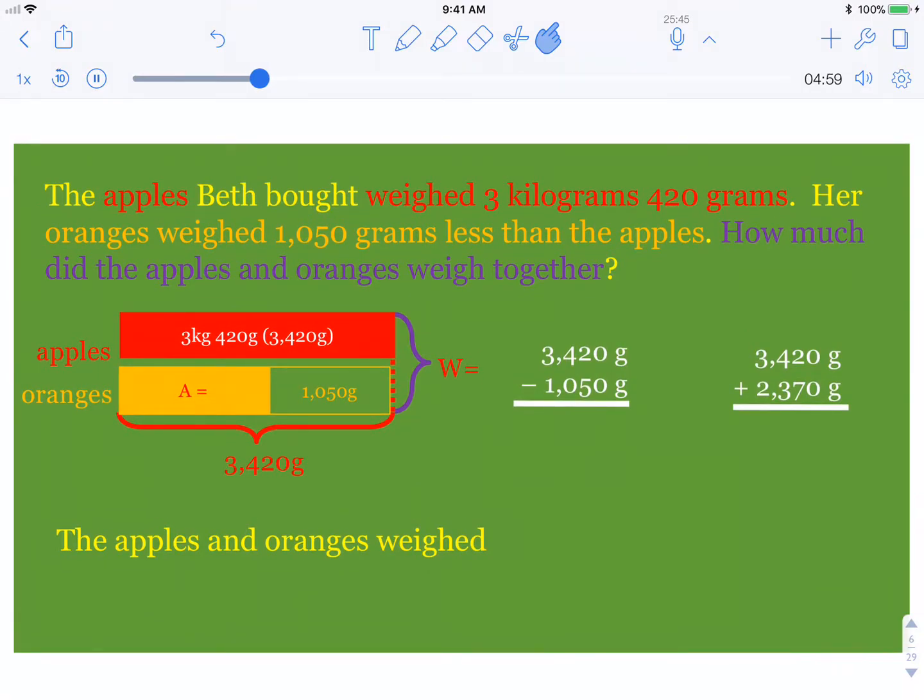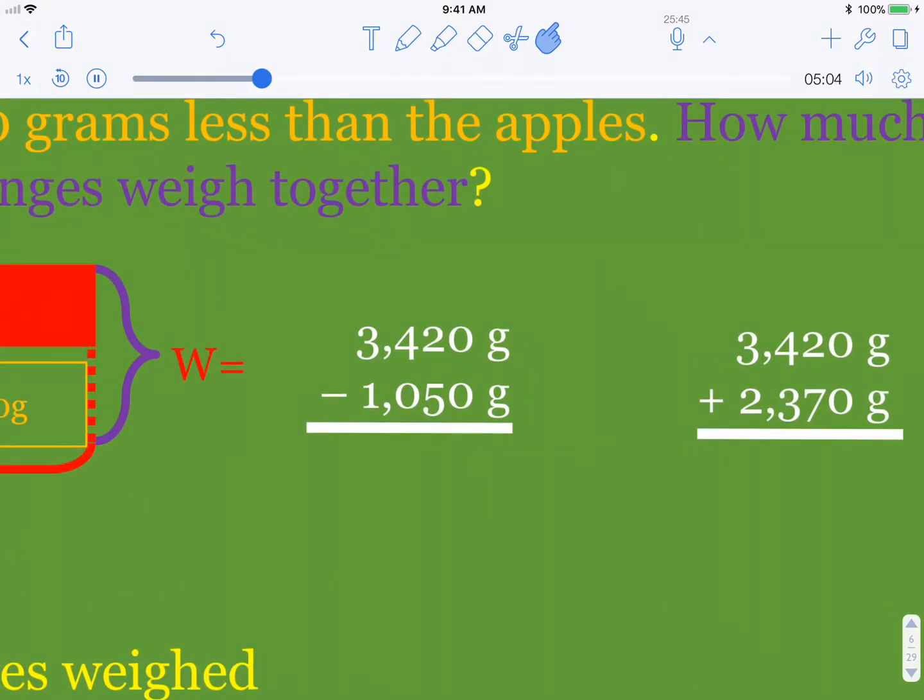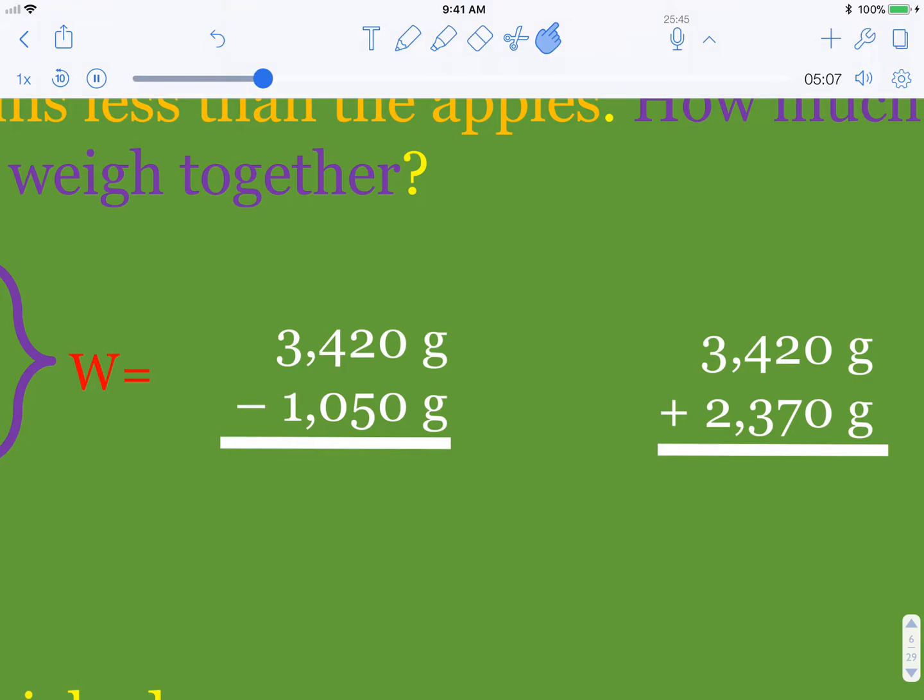Okay, you could have also solved that problem by converting your kilograms into grams. We would still come up with the same answer, but let's go ahead and subtract. 0 minus 0 is 0. 2 minus 5, you can't do it, so I'm going to borrow 1 from my 4. That makes a 4, 3. I take the 1, put it next to the neighbor. 12 minus 5 is 7. 3 minus 0 is 3. 3 minus 1 is 2. So my oranges weighed 2,370 grams.